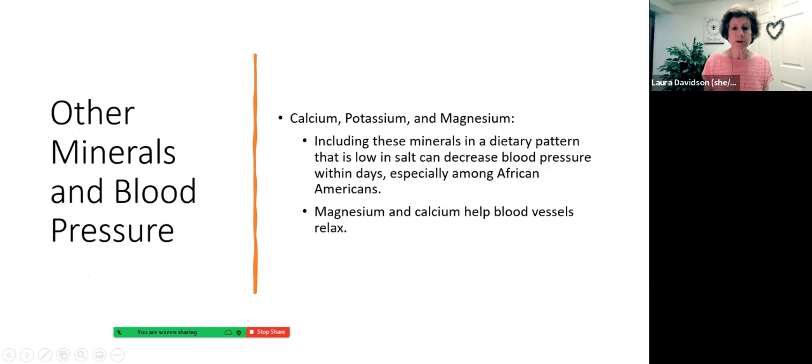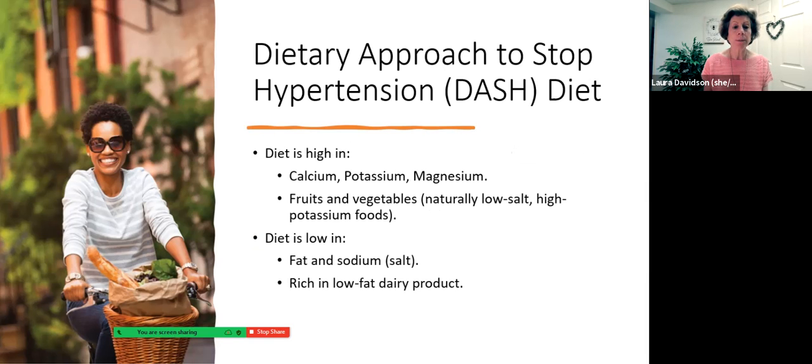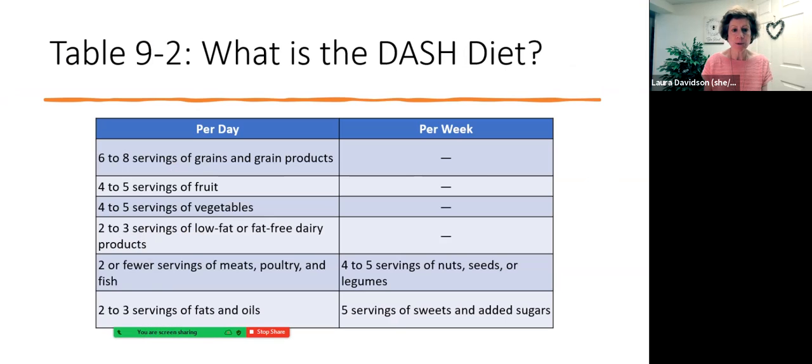I also want to mention that calcium, potassium, and magnesium have a positive effect on lowering blood pressure, especially among African Americans. Magnesium and calcium can help blood vessels relax. And this is really important because when we look at the DASH diet, the DASH diet is moderately low in sodium, but more, it's rich in calcium, potassium, and magnesium. Okay, it's the minerals we're adding to the diet that seem to be so important.